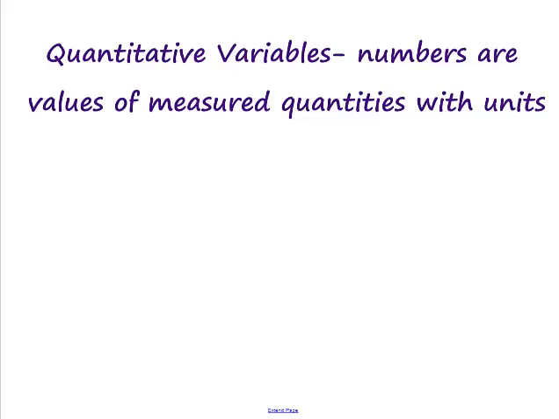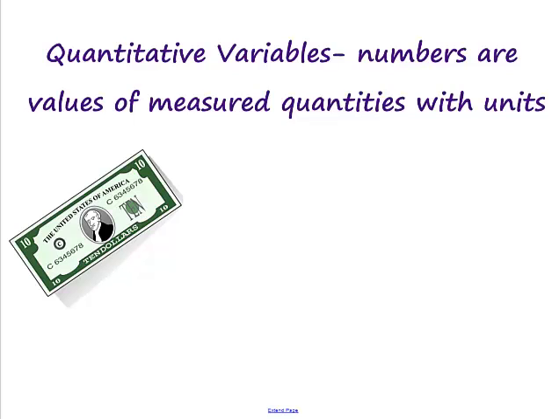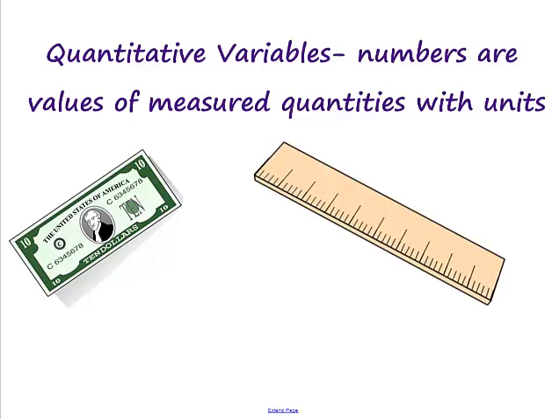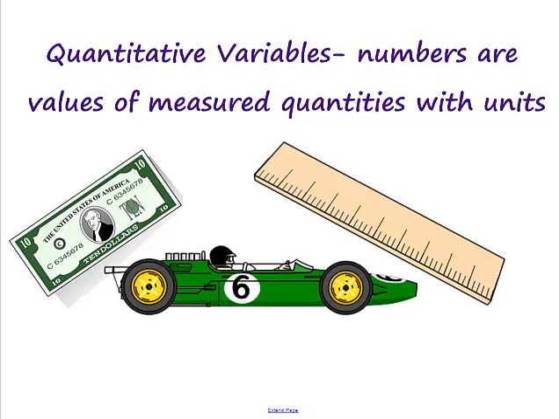The next one is quantitative variables, a variable in which the numbers are values of measured quantities with units. So an example might be how much something costs, or how much money somebody makes, or how long or big something is, or how fast or slow a car is going, its speed.